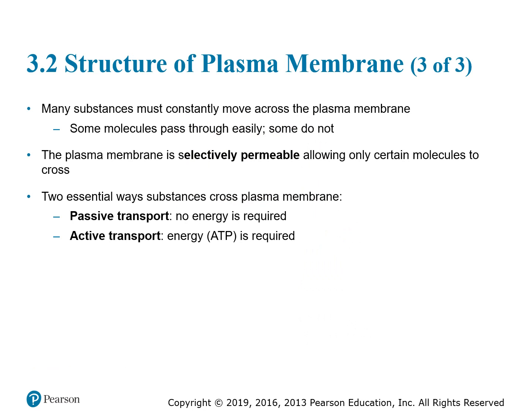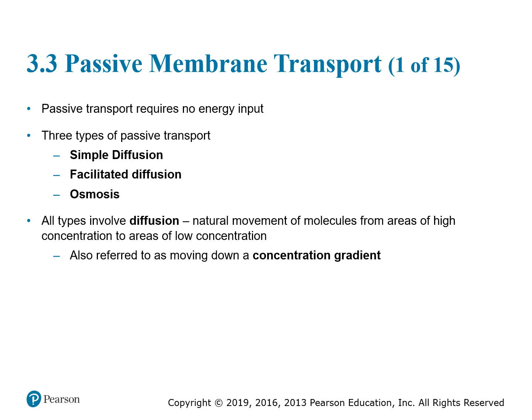So the plasma membrane needs to allow for constant exchange of material. Some molecules will pass very easily, some will not, because the plasma membrane is selectively permeable. There are two ways to move across the membrane: passively and actively. In a passive transport, no energy is required. In an active transport, you need to use ATP to power a pump or something like that. So passive, three types of passive: simple, facilitated, and osmosis.